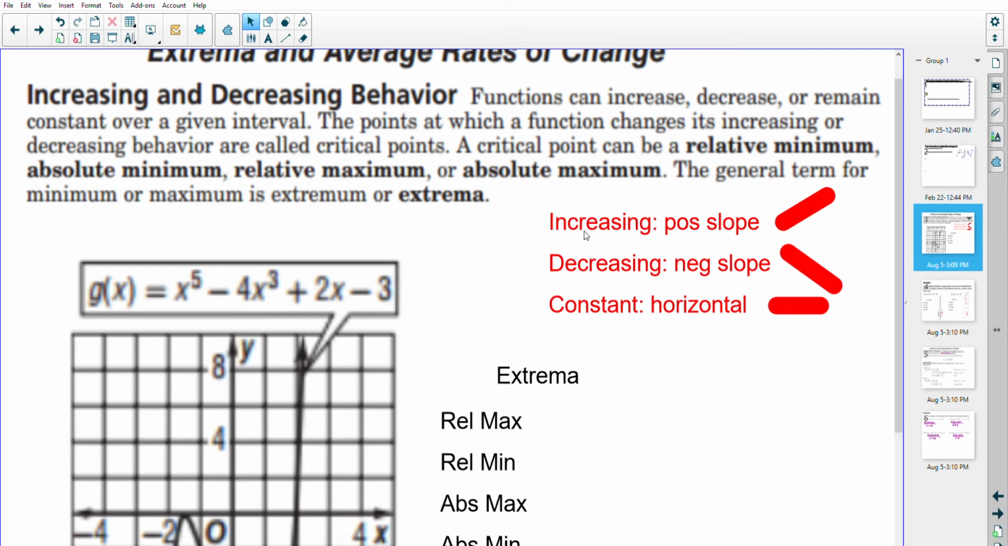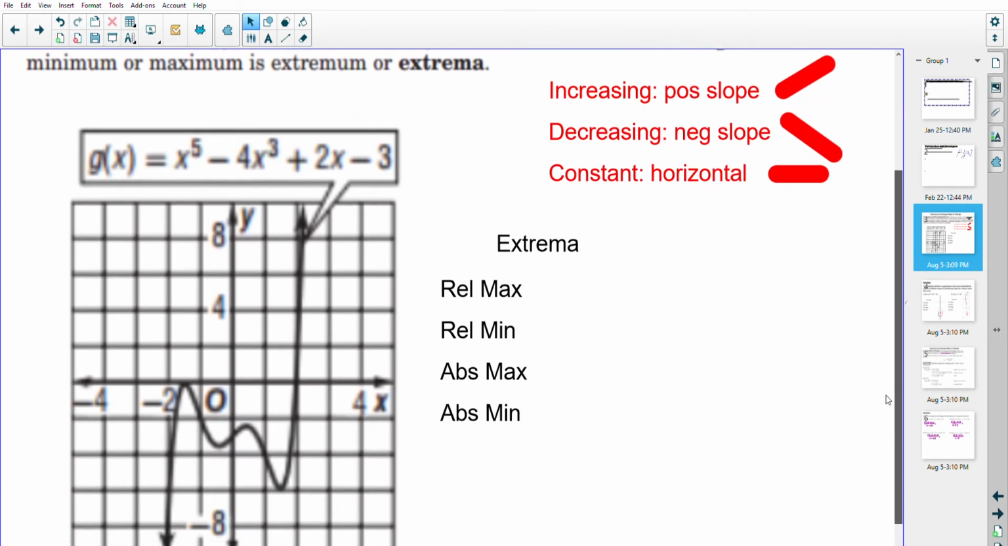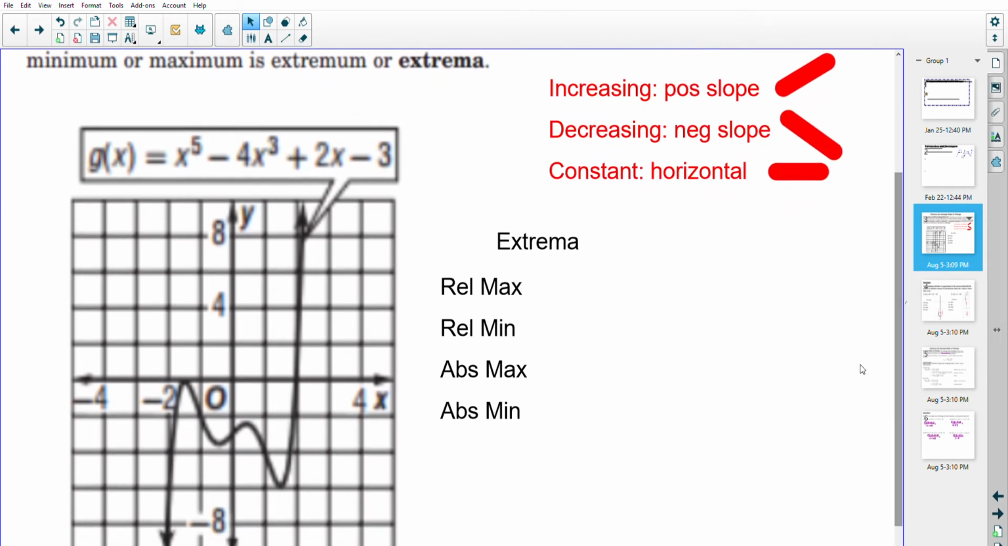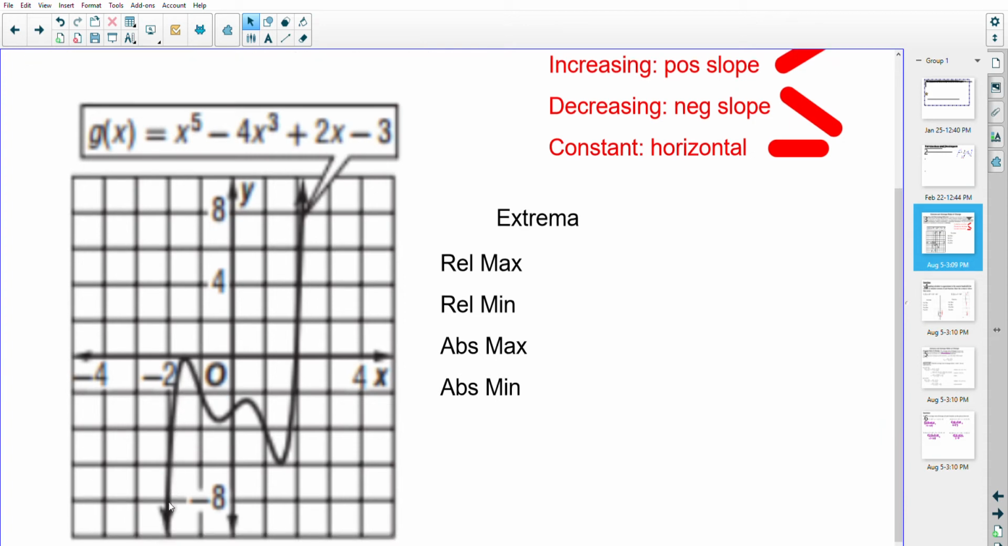As you can see, if it's increasing, the slope's positive; decreasing, the slope is negative; and if it's constant, then it's going to be a horizontal slope. So when you look at this graph, if you were to think about increasing, you would look for the positive slopes. Where is the line rising to the right? Change in x is positive, change in y is positive as you go up.